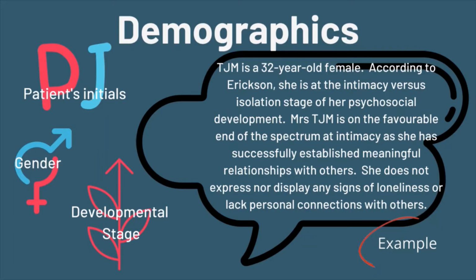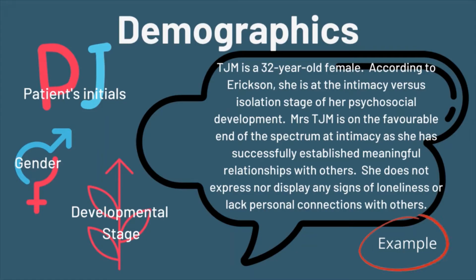TJM is a 32-year-old female. According to Erikson, she is at the intimacy versus isolation stage of her psychosocial development. Mrs. TJM is on the favorable end of the spectrum at intimacy, as she has successfully established meaningful relationships with others. She does not express, nor does she display any signs of loneliness or lack of personal connection with others.